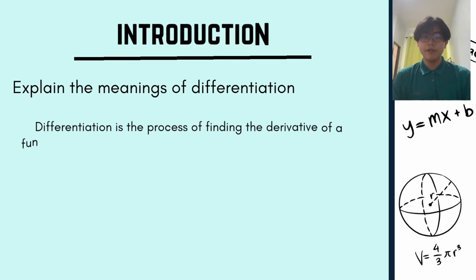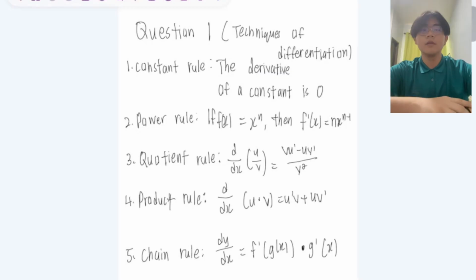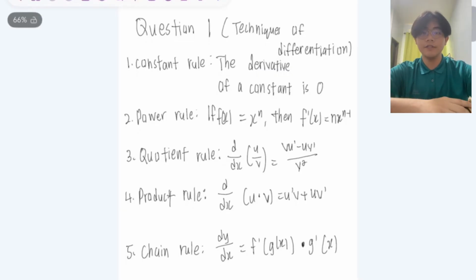Question 1. The definition of differentiation. Differentiation is actually the process of finding the derivative of a function. The derivative measures how a function changes as its input changes. It represents the slope of a function at any given point. There are 5 different techniques of differentiation.